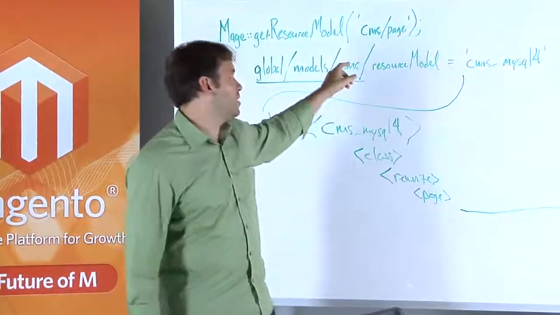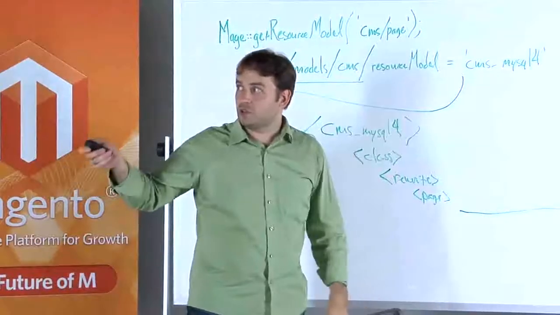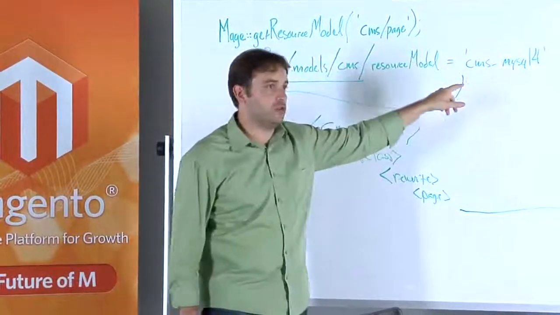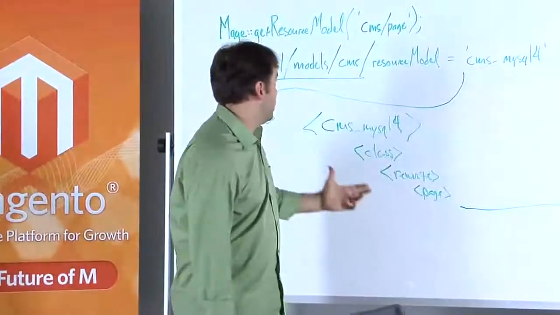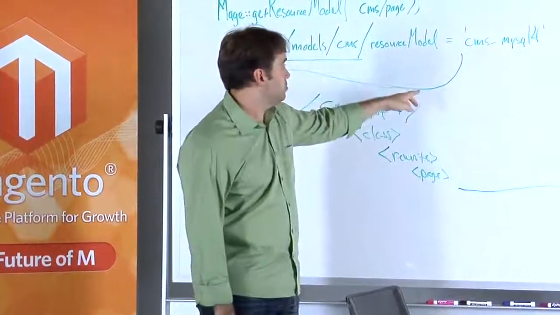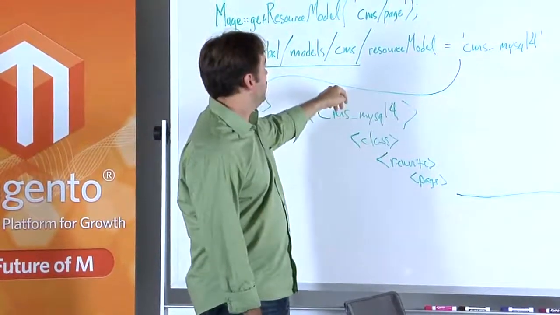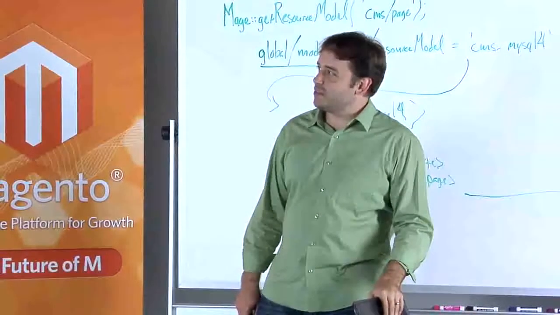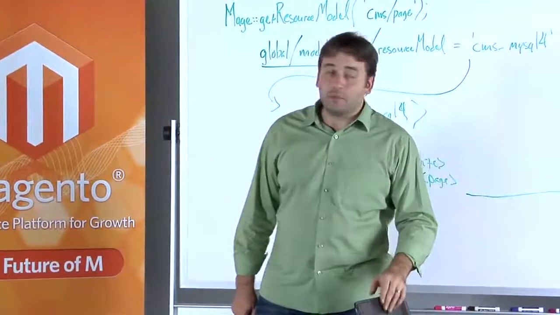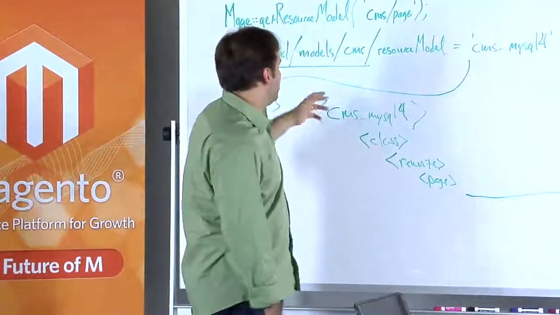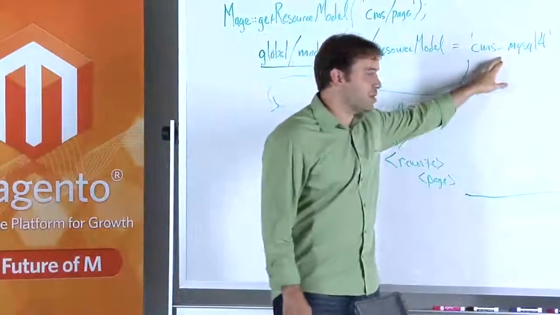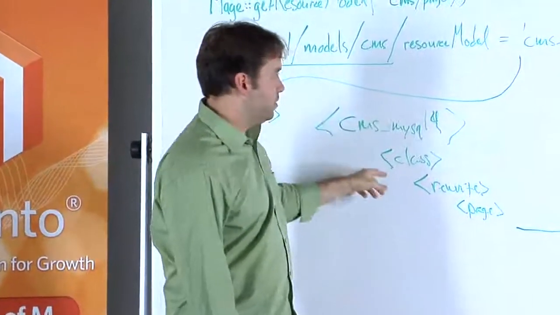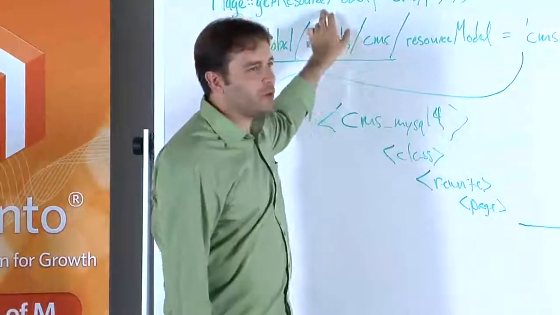Resource models are the only ones that are tricky because instead of using CMS under global models, you actually have to look for the resource model node, which hopefully now you should know to do. In fact, you could also say Mage get model and pass in a path, but we won't deal with that. Sorry, I should explain that. You could say Mage get model CMS MySQL 4/page, and you'd get the same effect. That's just an aside. But if you're getting a resource model, always do it this way.